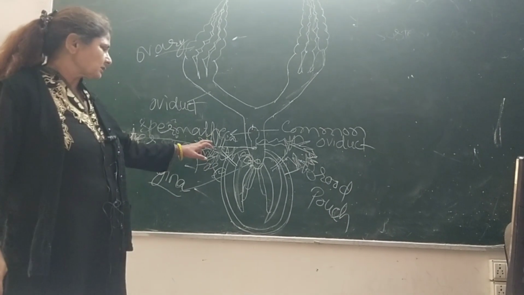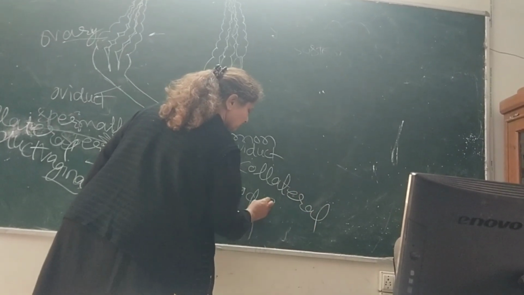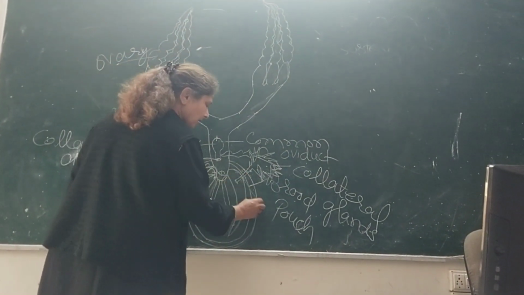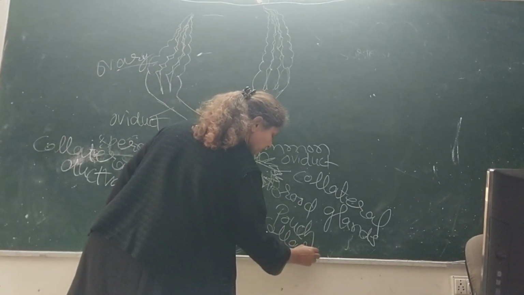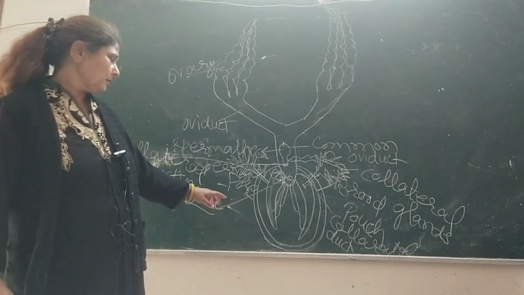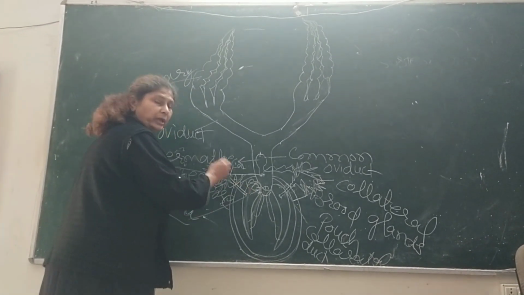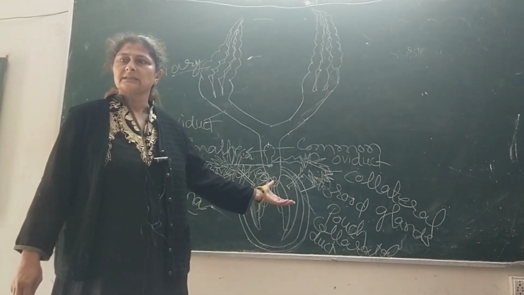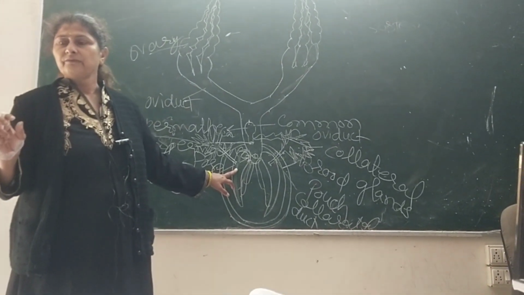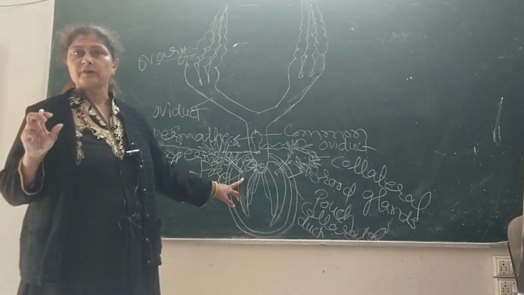The secretions which are produced by these collateral glands are carried by the collateral duct and open into the first phallomere on both sides. These first phallomeres contain the secretions which later on form the cocoon like structure where the eggs are stored.